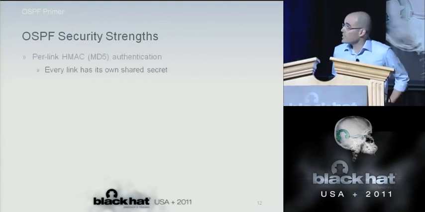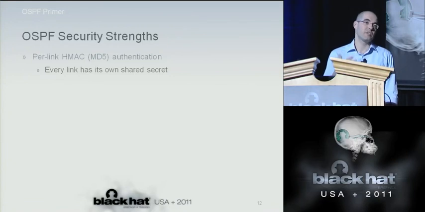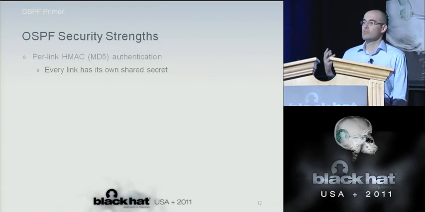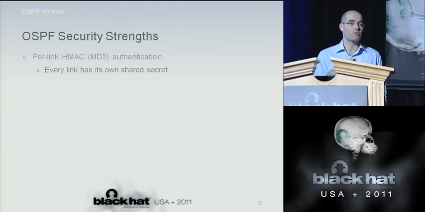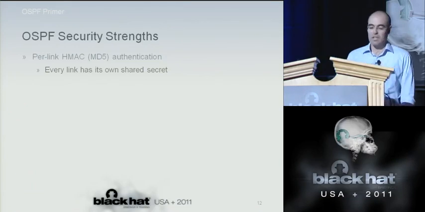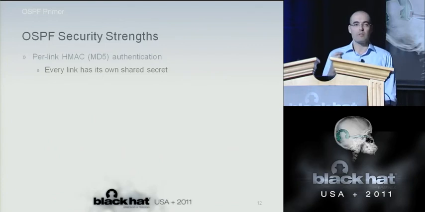The first security strength is per-link authentication, which means that every OSPF packet transmitted over a local link is authenticated using HMAC based on MD5. This is based on a secret shared by all the routers connected to that link. This means that if I want to send out a packet on the link, I have to know this shared secret.